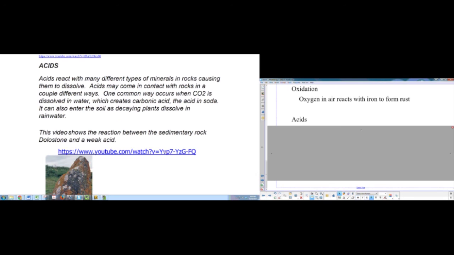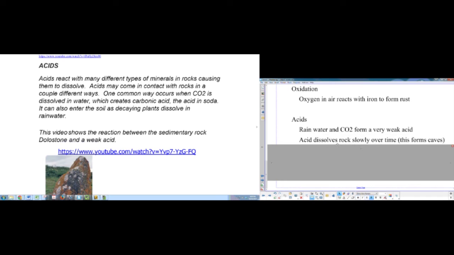So please do that. Now, to finish your notes up, acids, rainwater and CO2, carbon dioxide, form a very weak acid. Acid dissolves rock slowly over time, and this forms caves. If you ever wonder how a cave got underground, this is what happens. Rainwater slowly dissolves that rock away, mostly limestone, and that limestone just carries away with the water because it's a slight acid.